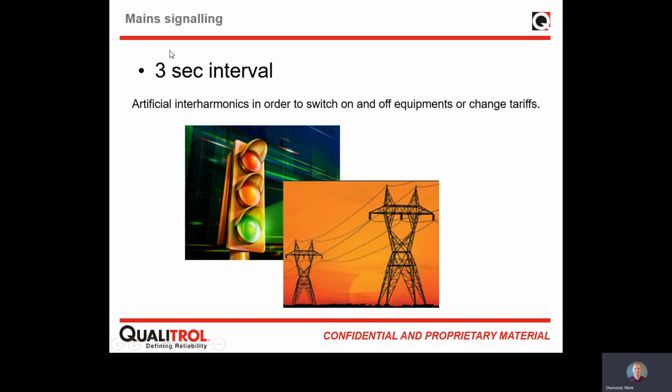The last one on continuous recording is main signaling. And this is something that we look for. There are artificial signals that get sent across some of these power lines, and we monitor for these artificial signals as well. It's used generally for switching on and switching off equipment or changing tariffs. So these are 3-second sample rate. It's quite different from the other continuous, but it's something again that we record in our Informa device. So let's take a look at triggered recording.